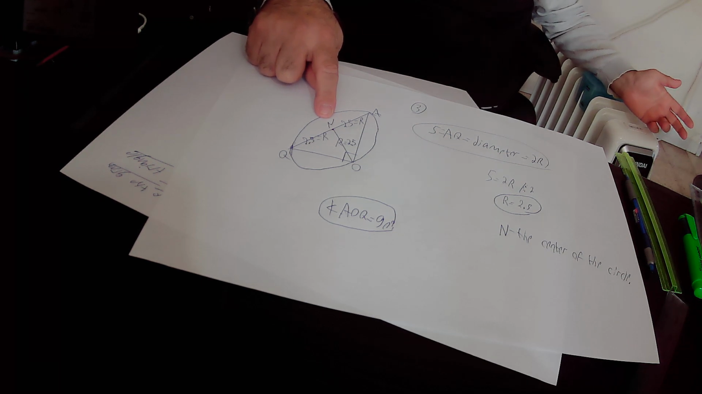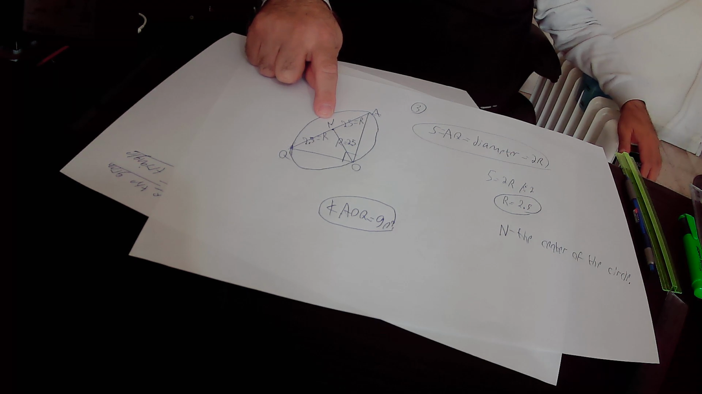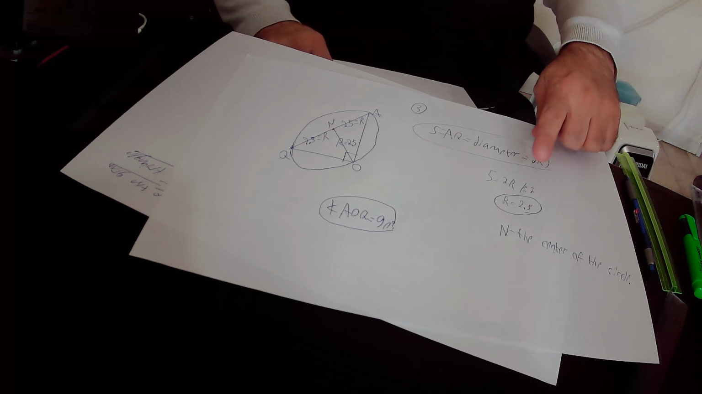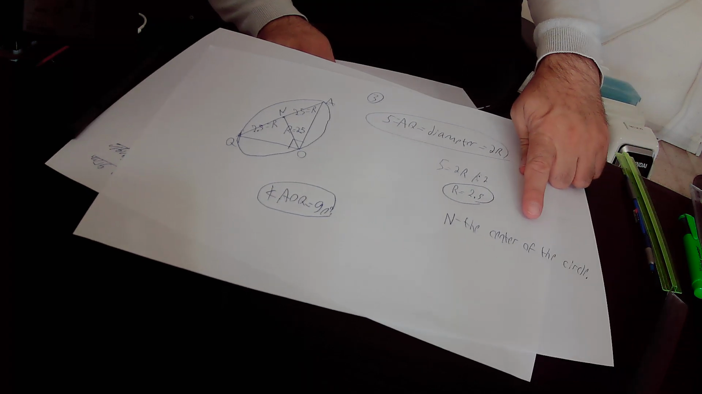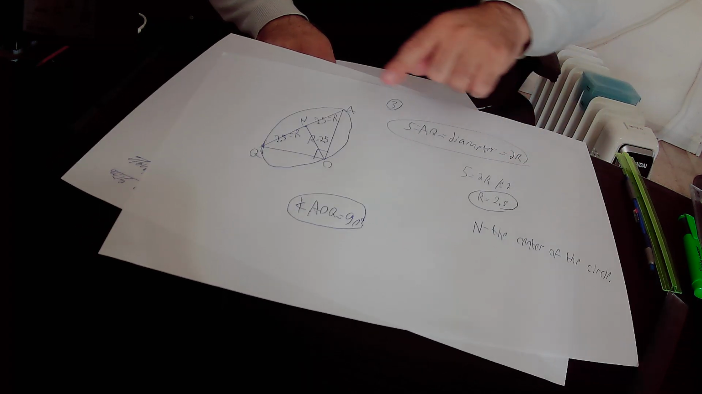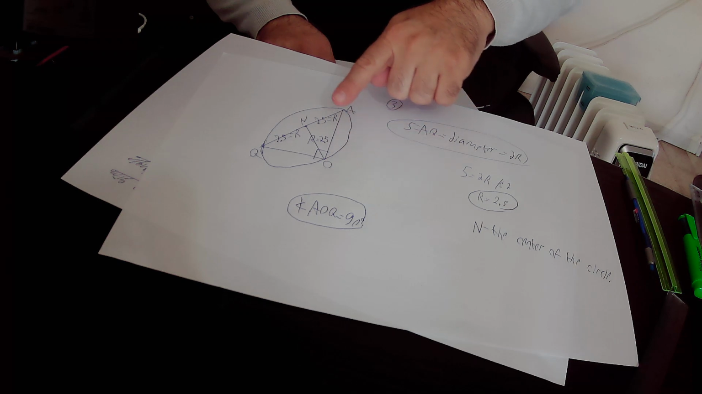Therefore, it is obvious that point N must be the center of the circle. Again, point N is the center of the circle. We join points N and O together by a straight line.